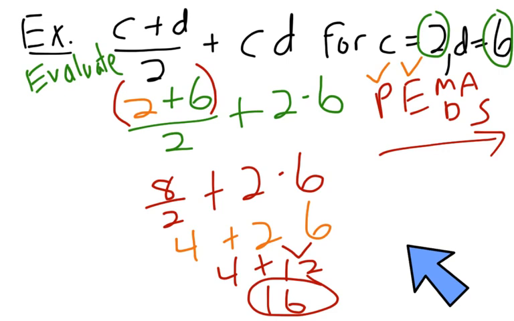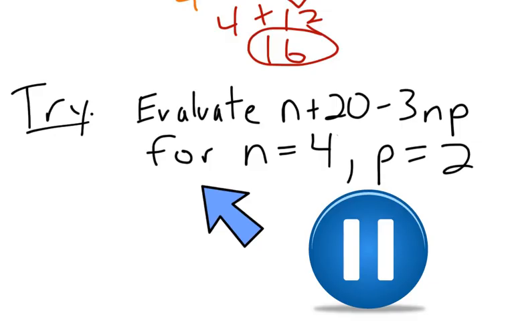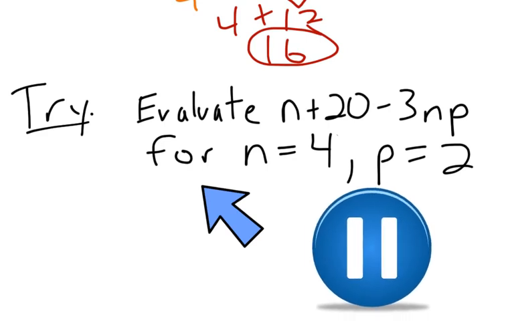Alright, next up I have one that I'd like for you to try on your own and then pause the video. Alright, go ahead and jot down this question and then pause the video. It says evaluate n plus 20 minus 3np for n equals 4 and p equals 2.